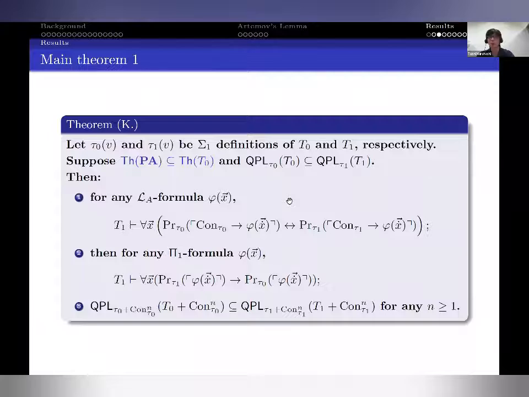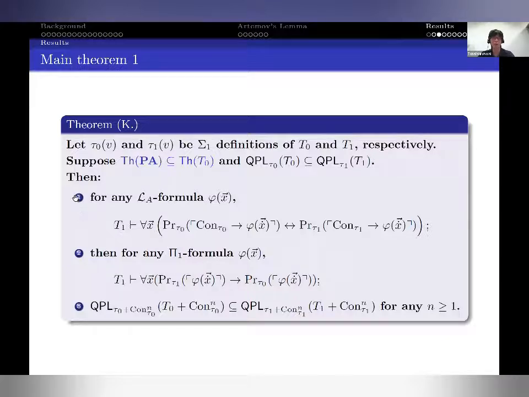Also, I proved that when T0 is an extension of PA, then the last two statements can be extended as follows. For any formula phi of x, T1 proves this equivalence. And for any pi1 formula phi, T1 proves this implication.